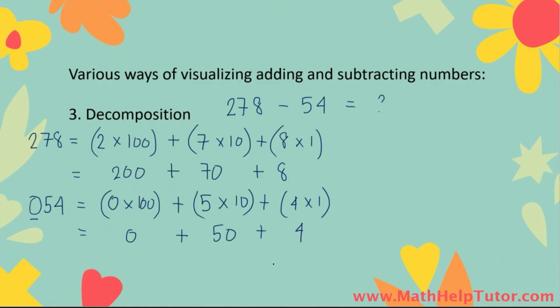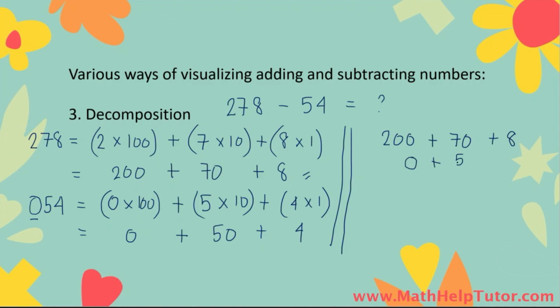Next, we are going to subtract the different values for each place of these numbers. So let's write it over here. Let's just draw lines to separate this part from this part. So for 278, we have the expanded form here. That's 200 plus 70 plus 8. And we're going to subtract 54. Well, there's no number in the hundreds place, so let's just put a 0 here.